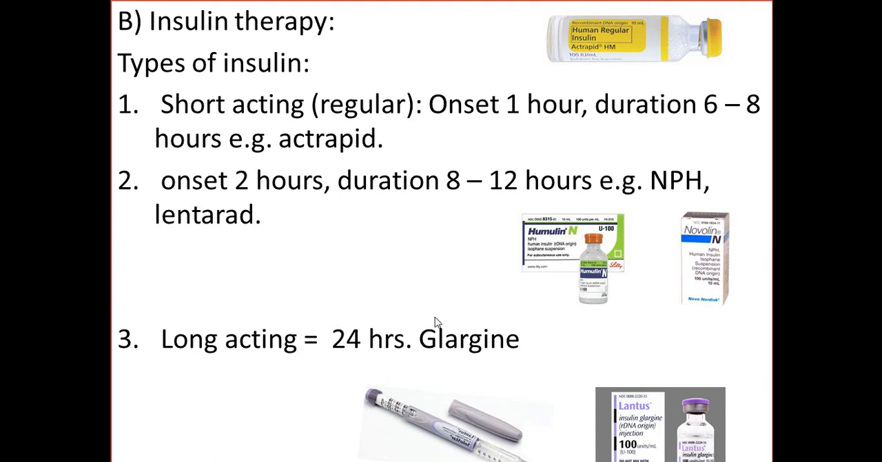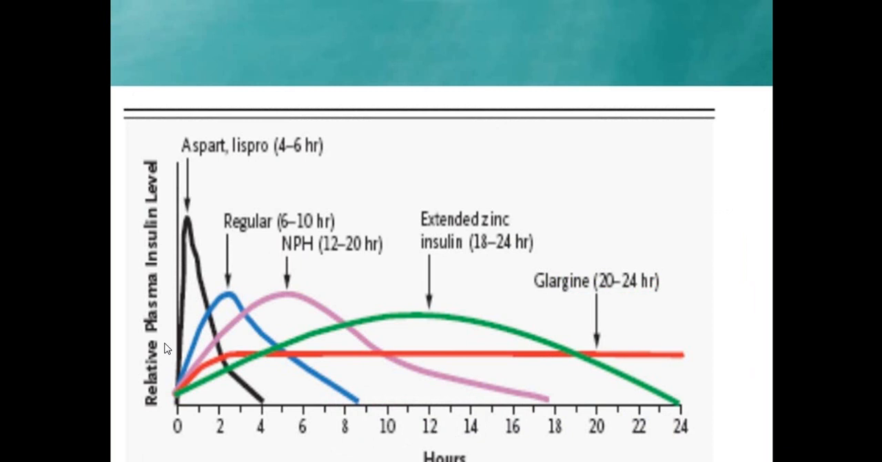And this is the pen type. And we have here the vial type. So we have the short-acting and the medium-acting, and we have the long-acting one. And this is the action. We have very short, very rapid acting. We call it the Aspart or Lispro.